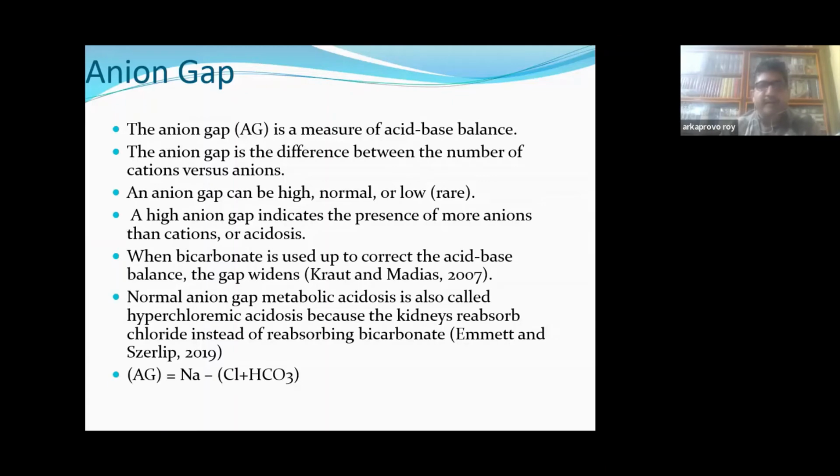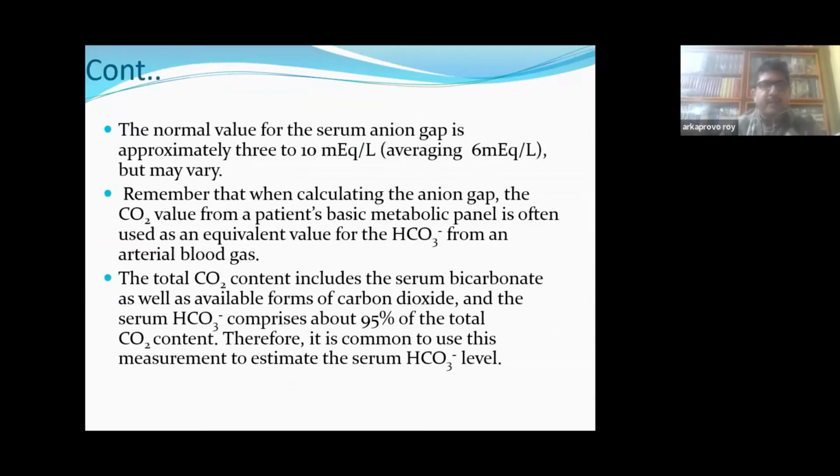When bicarbonate is used up to correct the acid-base balance, the gap widens. Normal anion gap metabolic acidosis is also called hyperchloremic acidosis because the kidneys can reabsorb chloride instead of reabsorbing bicarbonate. The normal value for the serum anion gap is approximately 3 to 10 milligram per liter. We know the average is 6 milligram per liter.